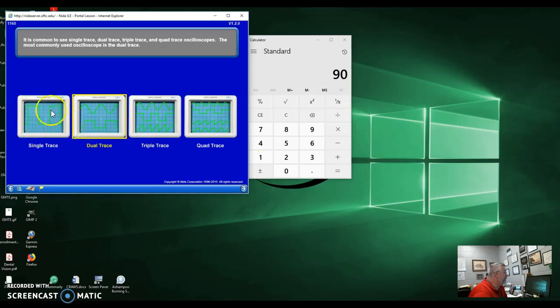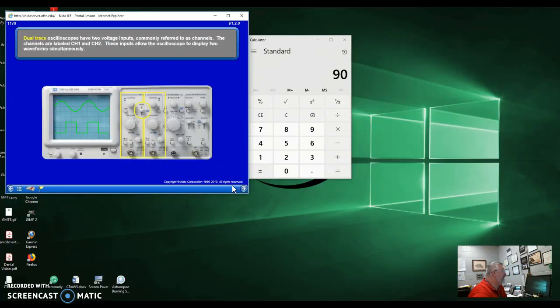This is a single trace. Some are single trace, especially if you get into some of the older ones. I actually remember some that had round displays instead of square. That's going back many years. Most that we see today are dual trace, but they make triple trace and quad trace. If we need triple trace or quad trace, we're going to have to set up another scope, but ours are typically dual trace here. And so we have 2 voltage inputs.